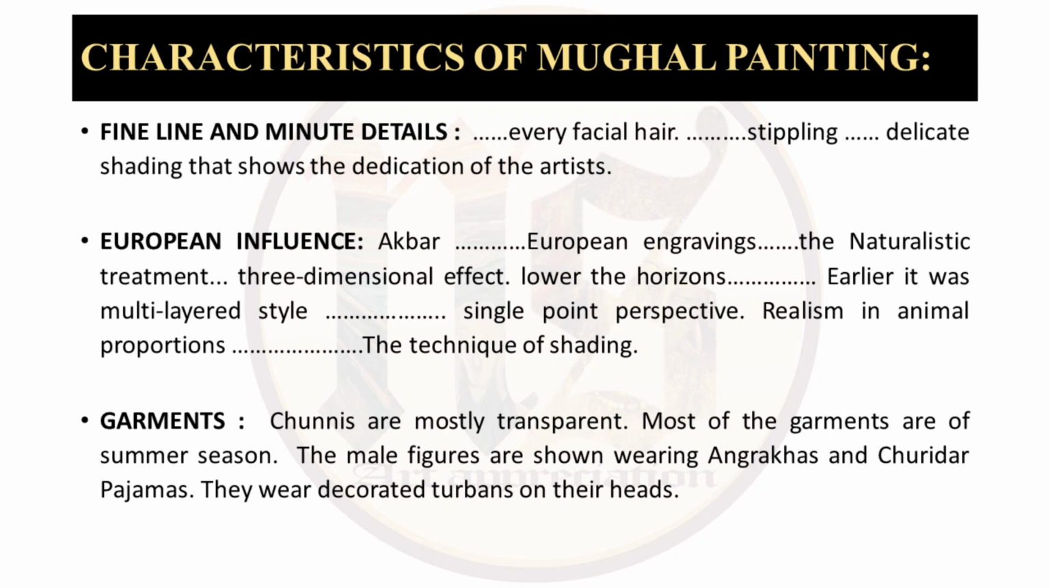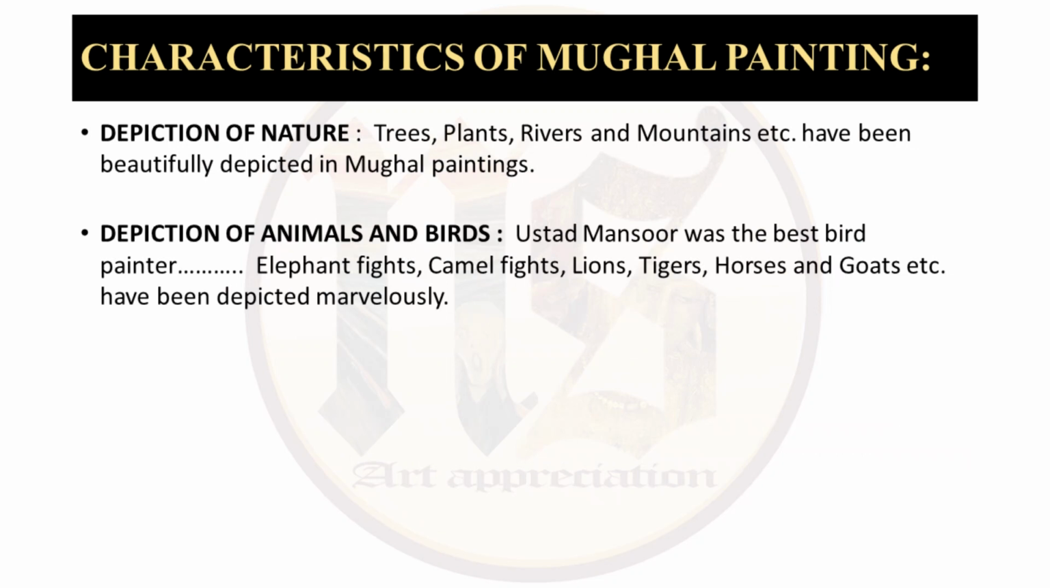The garments of Mughal style are very beautifully done in Mughal paintings. The chunnis are mostly transparent. Most of the garments are of summer season. The males wear angrakhas and chudidar pajamas, and even their turbans are decorated, and they are done according to their social status. Next important feature is depiction of nature, animals and birds, that is depiction of flora and fauna.